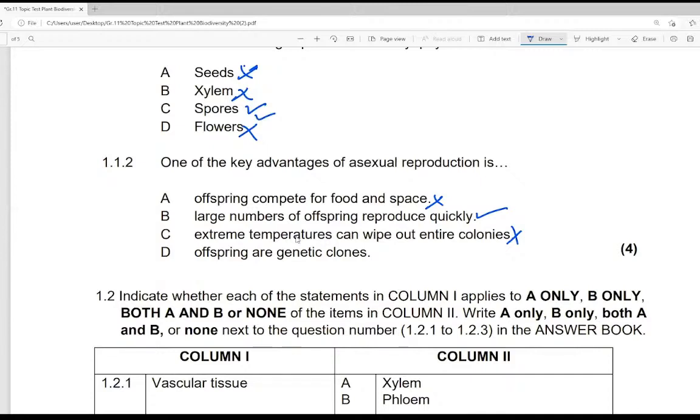This is also not an advantage. Yes. So basically, however much all these are found in asexual reproduction, we are looking for the advantage. So this one becomes the correct answer.